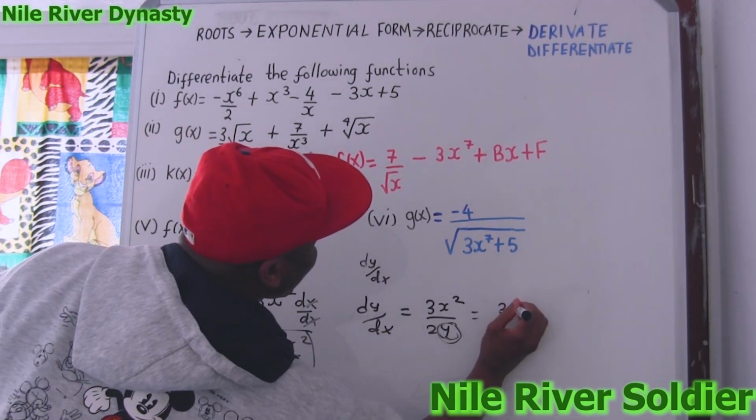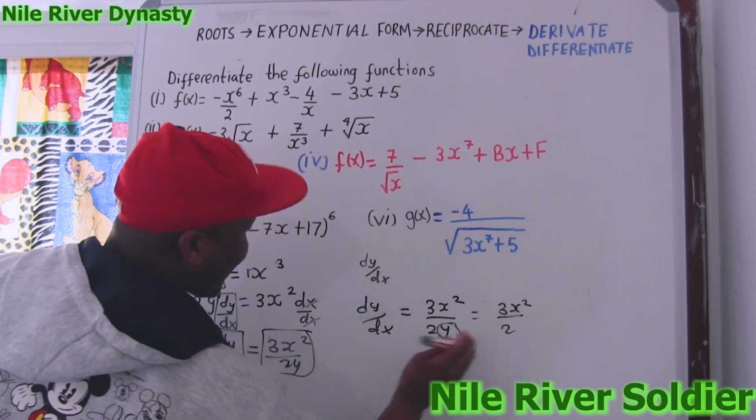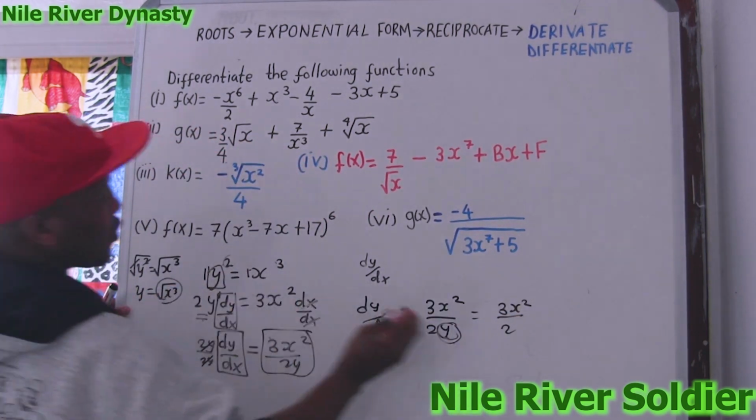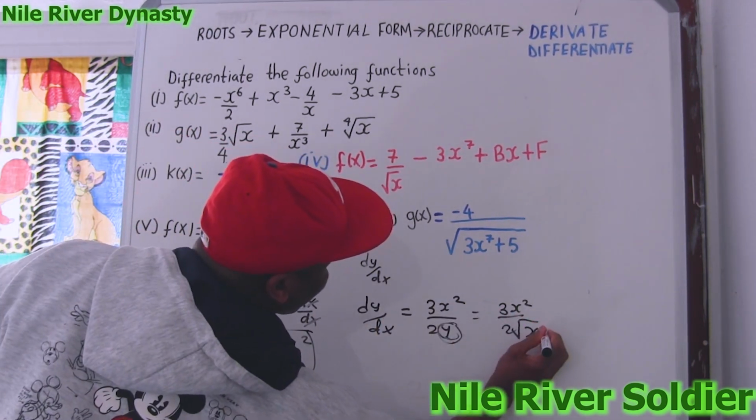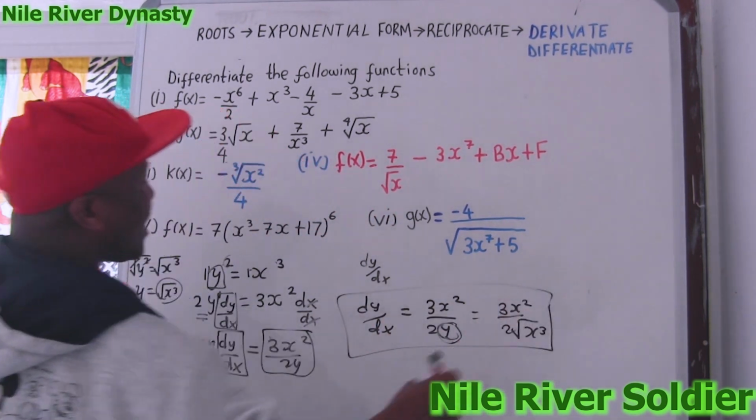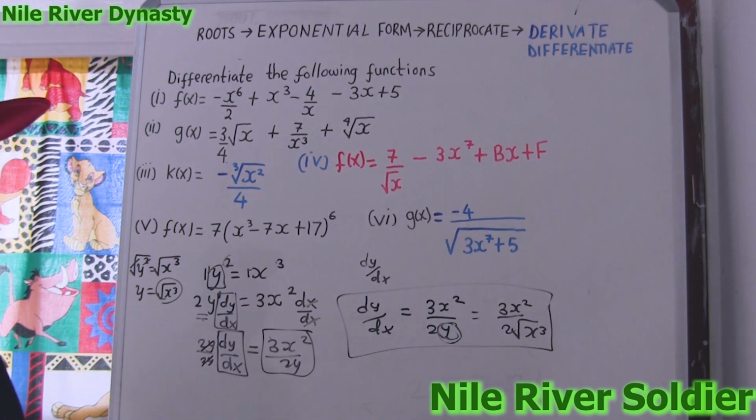So I'm going to replace this y with x. Now this is going to be 3x squared over 2, but instead of y, I'm going to say the square root of x cubed. It means I'm going to replace this with that. You know what I'm saying? So that's how you differentiate. Let's take a few more examples.